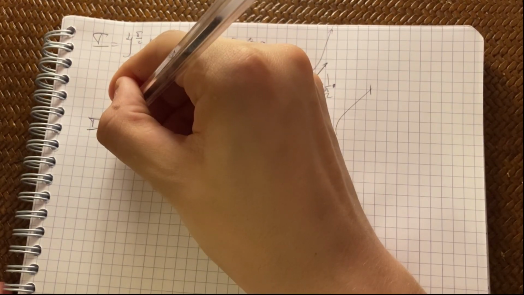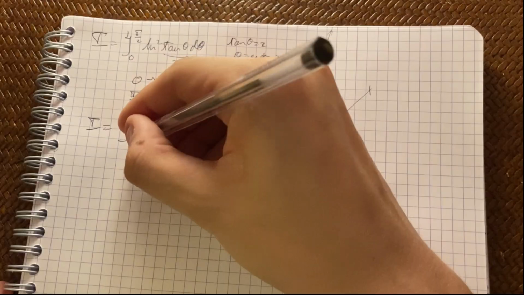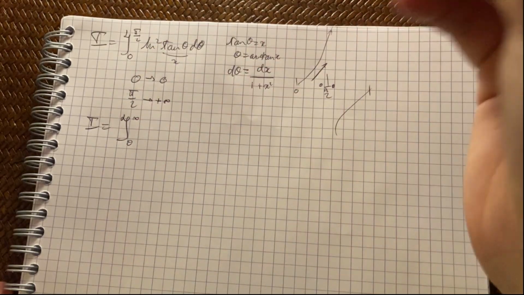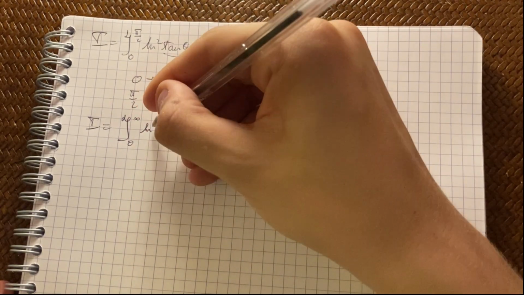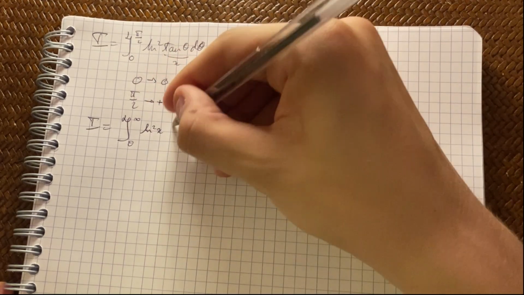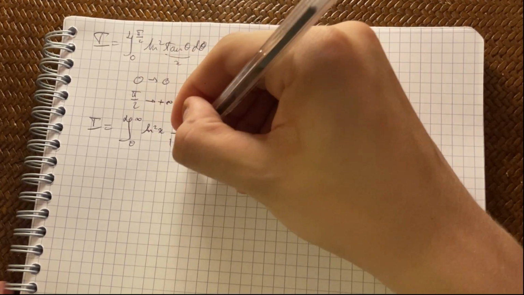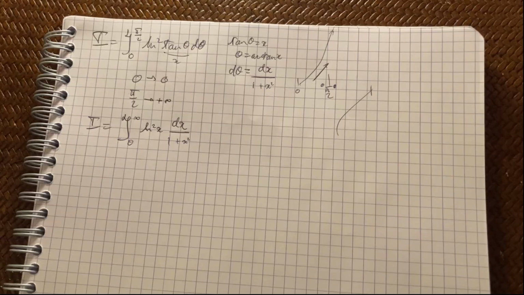I equals the integral from 0 to infinity of logarithm squared x dx by 1 plus x squared. Okay, now we have an integral from 0 to infinity of logarithm squared x by 1 plus x squared dx, and it is maybe an easier integral than what we had in the beginning. So, we want to progress.